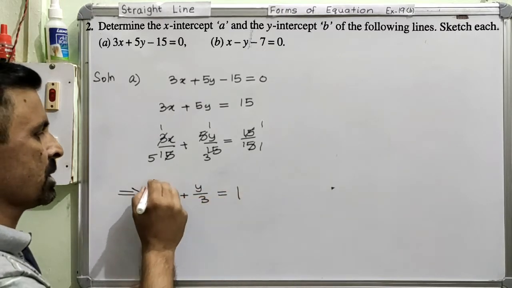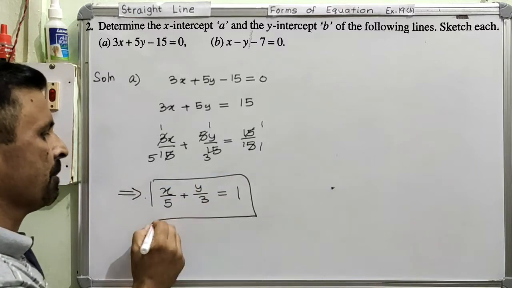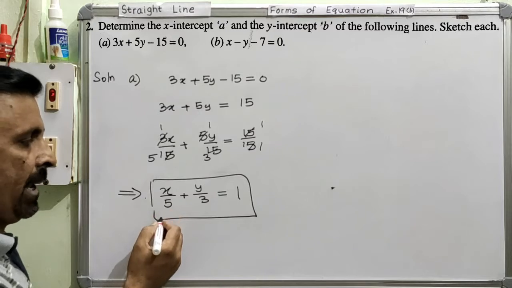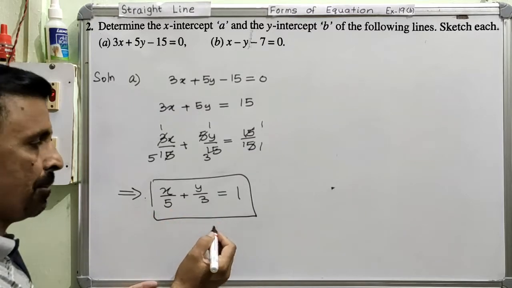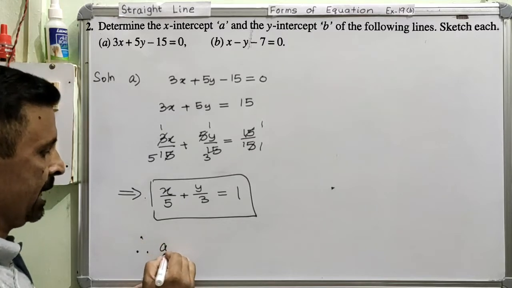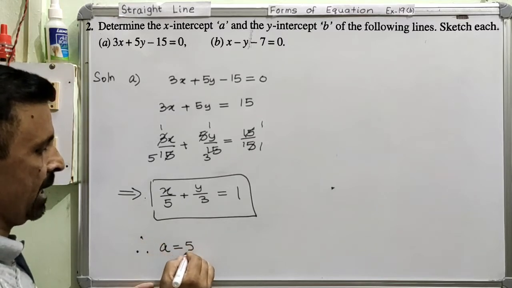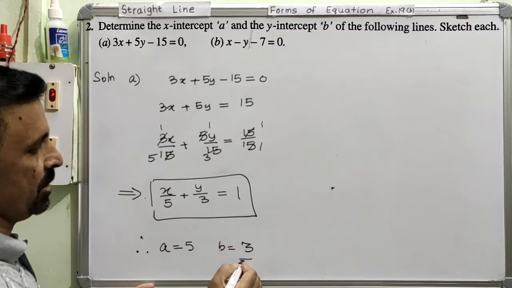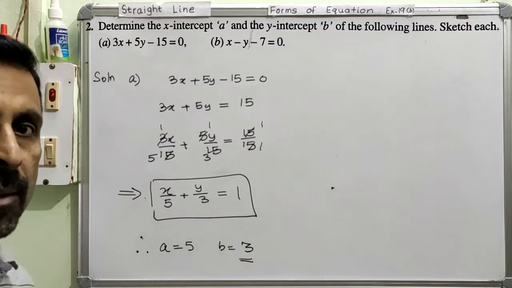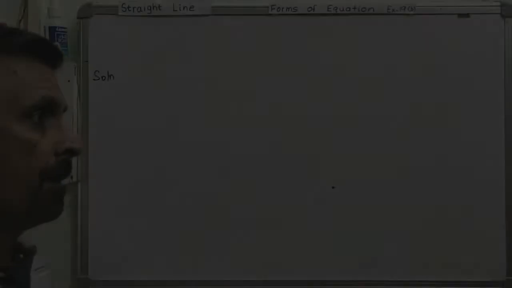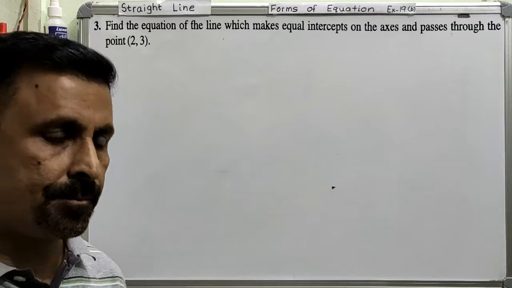Now you could reduce your general form to the intercept form. Clear? So this will give you the value of your a and this will give you the value of your b. That's it. So we will say therefore a is equal to 5 and b is equal to 3. This is your answer. So this task also is very simple. Alright, thank you. We are moving on to question number 3.